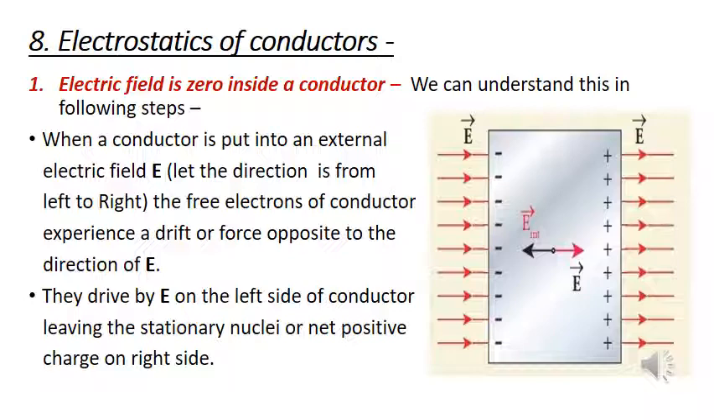So, when a conductor is put into an external electric field E, let the direction of external electric field is from left to right, the free electrons of conductor experience a drift or force opposite to the direction of external electric field E. Then these electrons drive by external electric field on the left side of conductor, leaving the stationary nuclei or net positive charge on the right side, which are also called bound charge, as shown in figure.